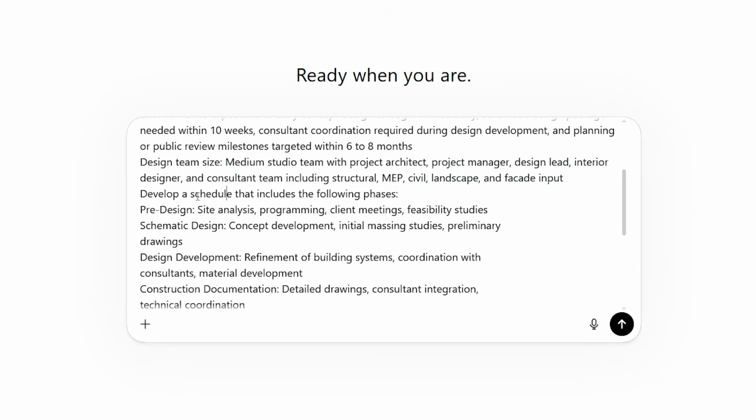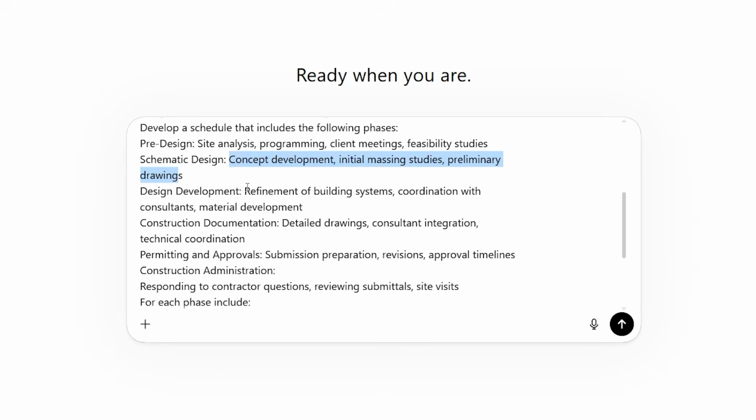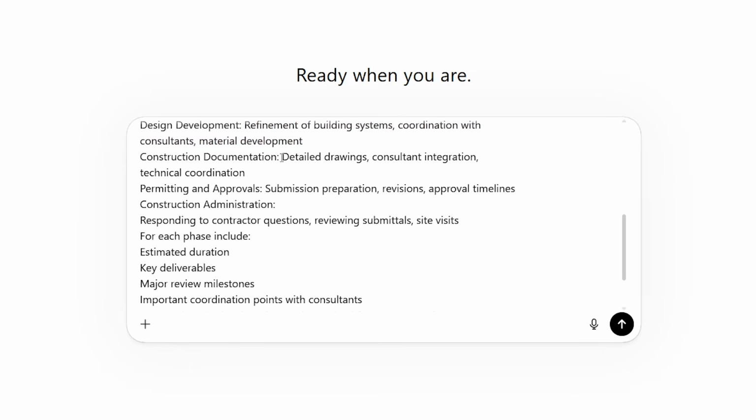Now we're asking it to develop a schedule that includes the following phases. Pre-design, we want site analysis, programming, client meetings, and feasibility studies. Schematic design, we want concept development, initial massing studies, and preliminary drawings. Design development, refinement of building systems, coordination with consultants, and material development. Construction documentation, we want detailed drawings, consultant integration, and technical coordination.